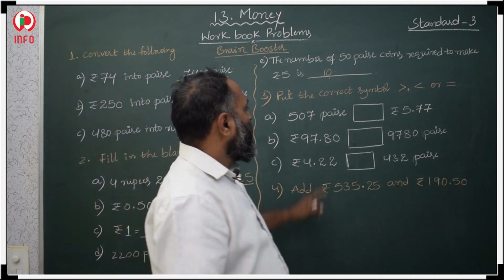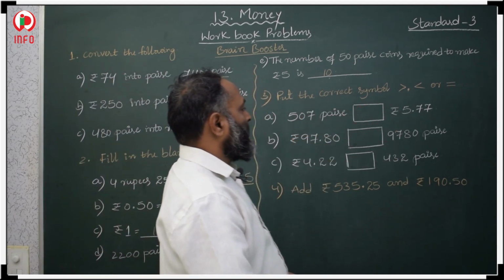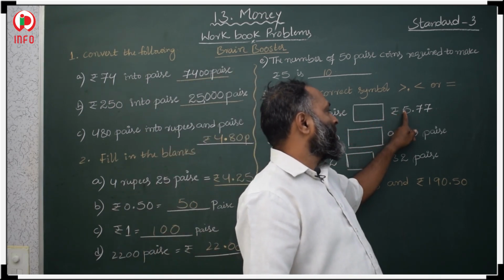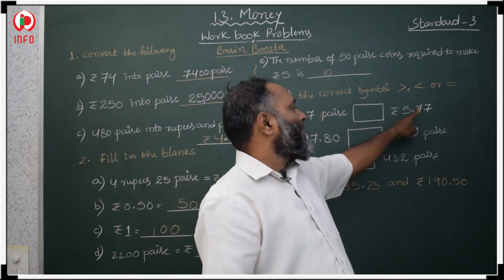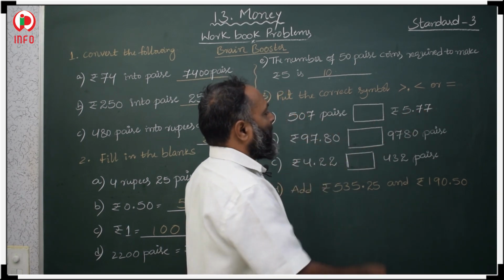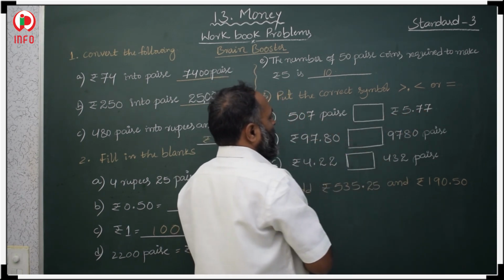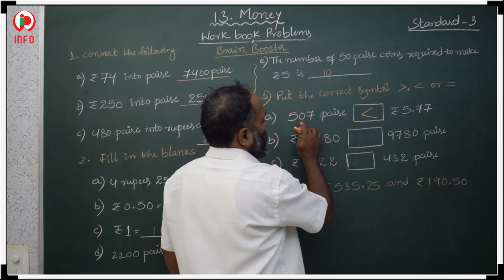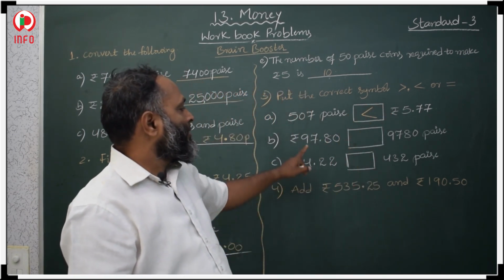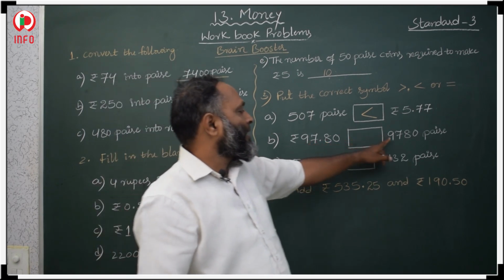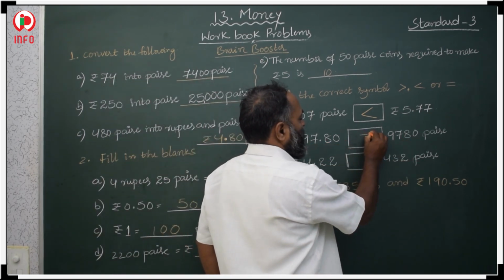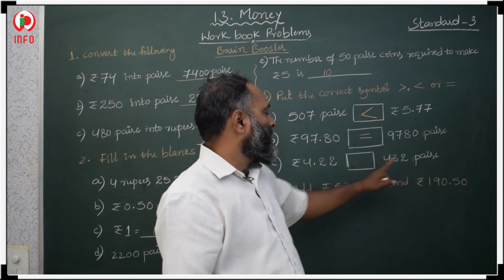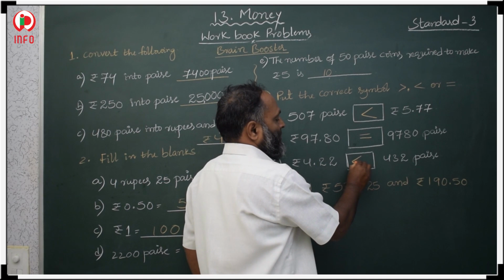Okay. Here put the greater than and less than symbol. Here 5 rupees 7 paisa. If we convert this into paisa, 507. 577 and 507. 577 is greater than, meaning this is the lesser value. So less than. Then 9780 and 9780. So both are the same, so equal to. Then 422 and 432. This 422 is less.